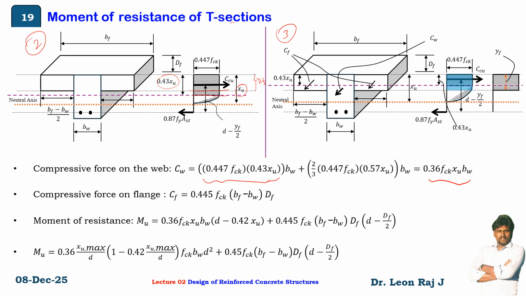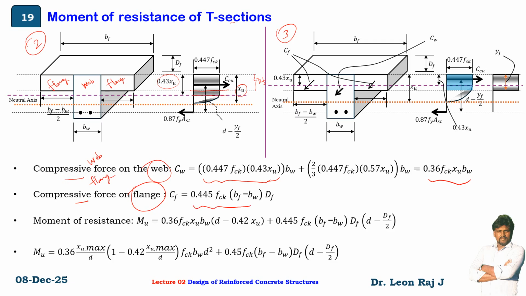Here the compressive force, this is for the web portion. Next you have to find it for the web portion and the flange portion. So there are two portions: this is the web portion and this is the flange portion. So the compressive force needs to be found at two levels, one for the web and another for the flange. For the flange, only the terms change a little bit.